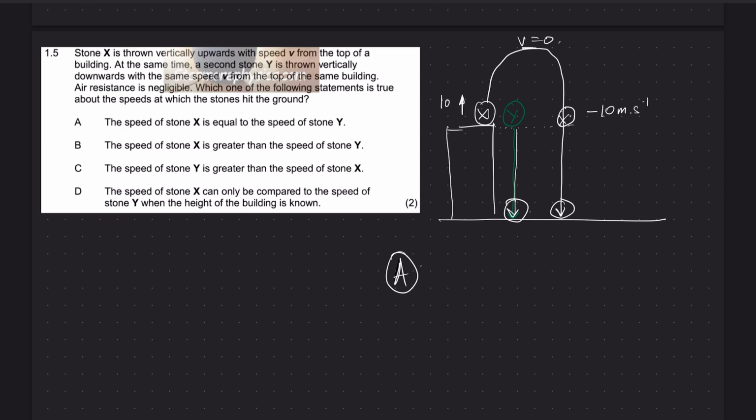And it's because once X reaches the same point, or the starting point, its velocity will be the same, but just in the opposite direction.